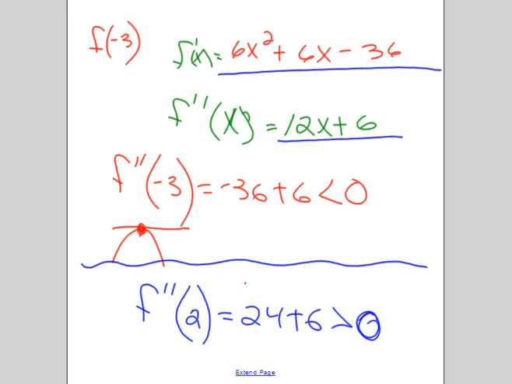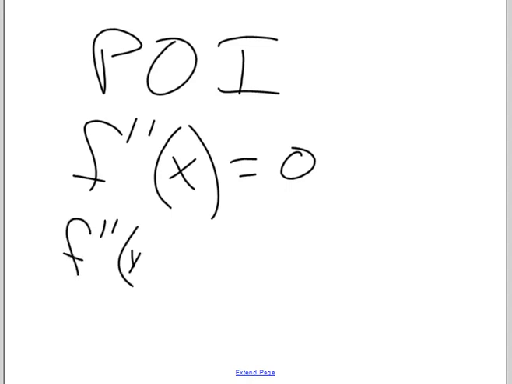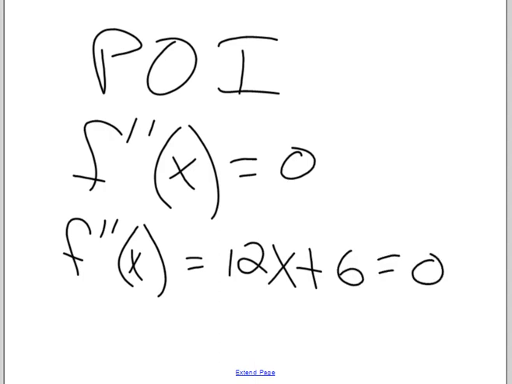Now, different question, new question. Let's find the point of inflection, if there is one. Points of inflection occur when the second derivative is equal to 0. We found that the second derivative was 12x plus 6. Set it equal to 0, and x is negative 1/2. Is that enough information to say that negative 1/2 is where the point of inflection is? What do I need to show?